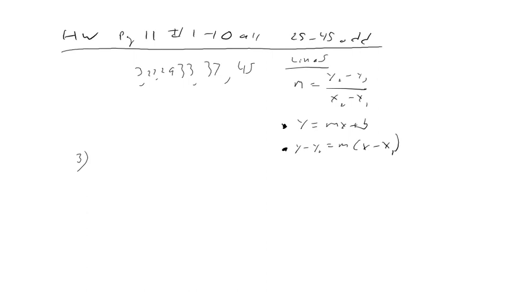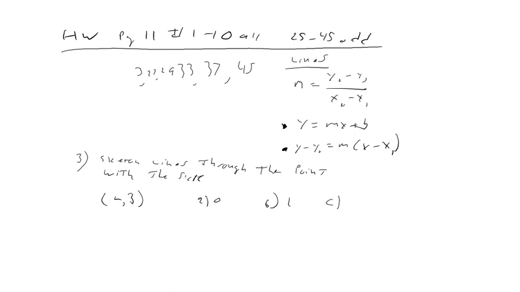So looking at number 3, really just a quick review of lines. This says to sketch the lines through the point with the slope. So my point in number 3 was 2, 3. And the slopes they gave were a slope of 0, a slope of 1, a slope of 2, and a slope of -3.